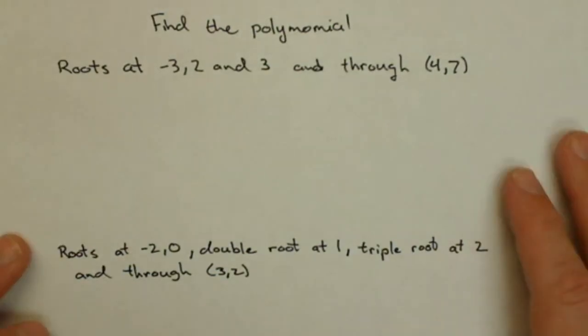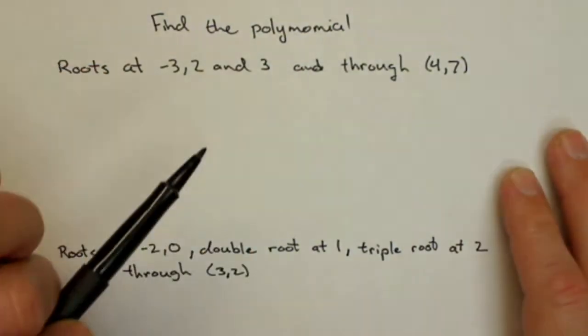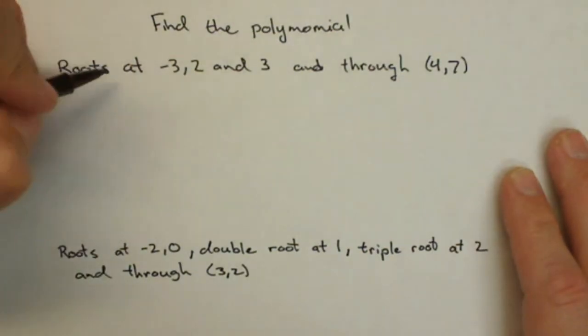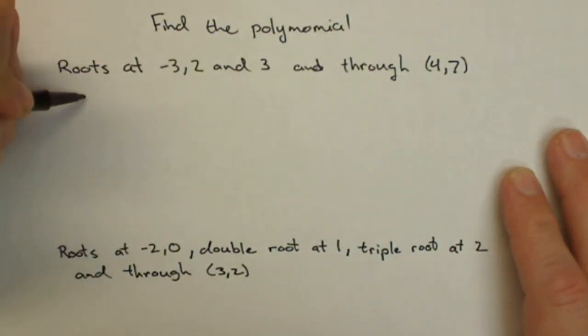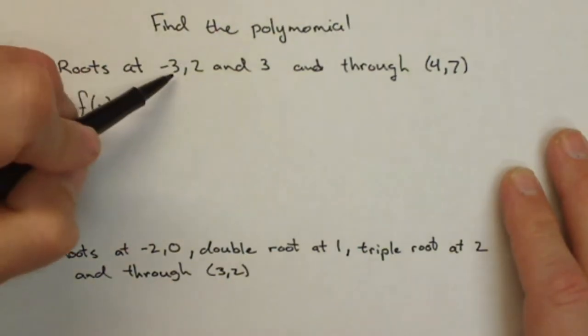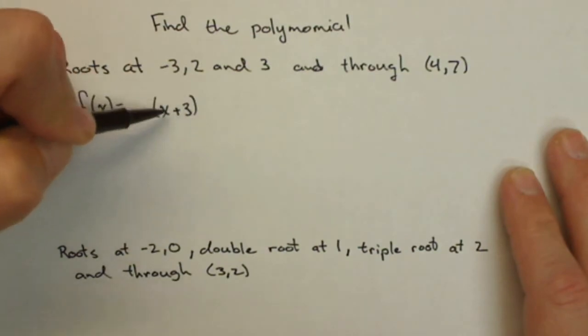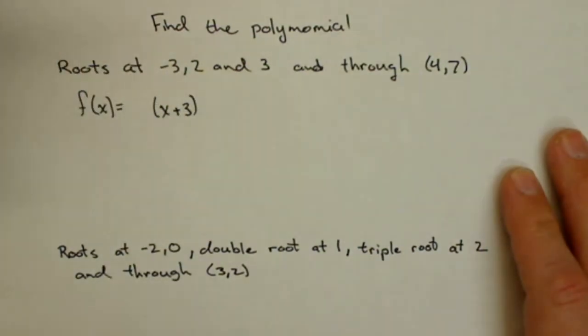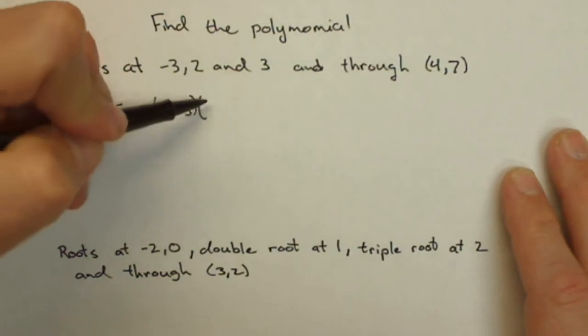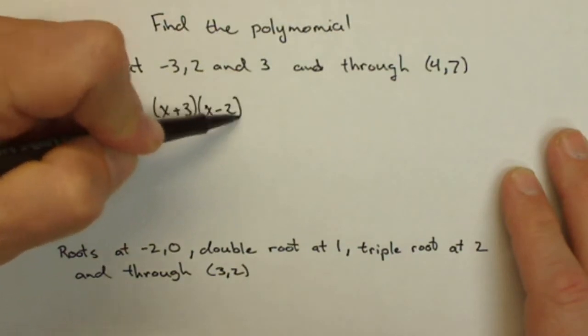In this video, we're going to find some polynomials given roots and a point that they go through. The roots build the factors of the polynomial. So here, let's call this f of x. If negative 3 is a root, x plus 3 must be a factor, because that means negative 3 makes that factor 0. So it's very quick and easy to take the zeros and build our factors.